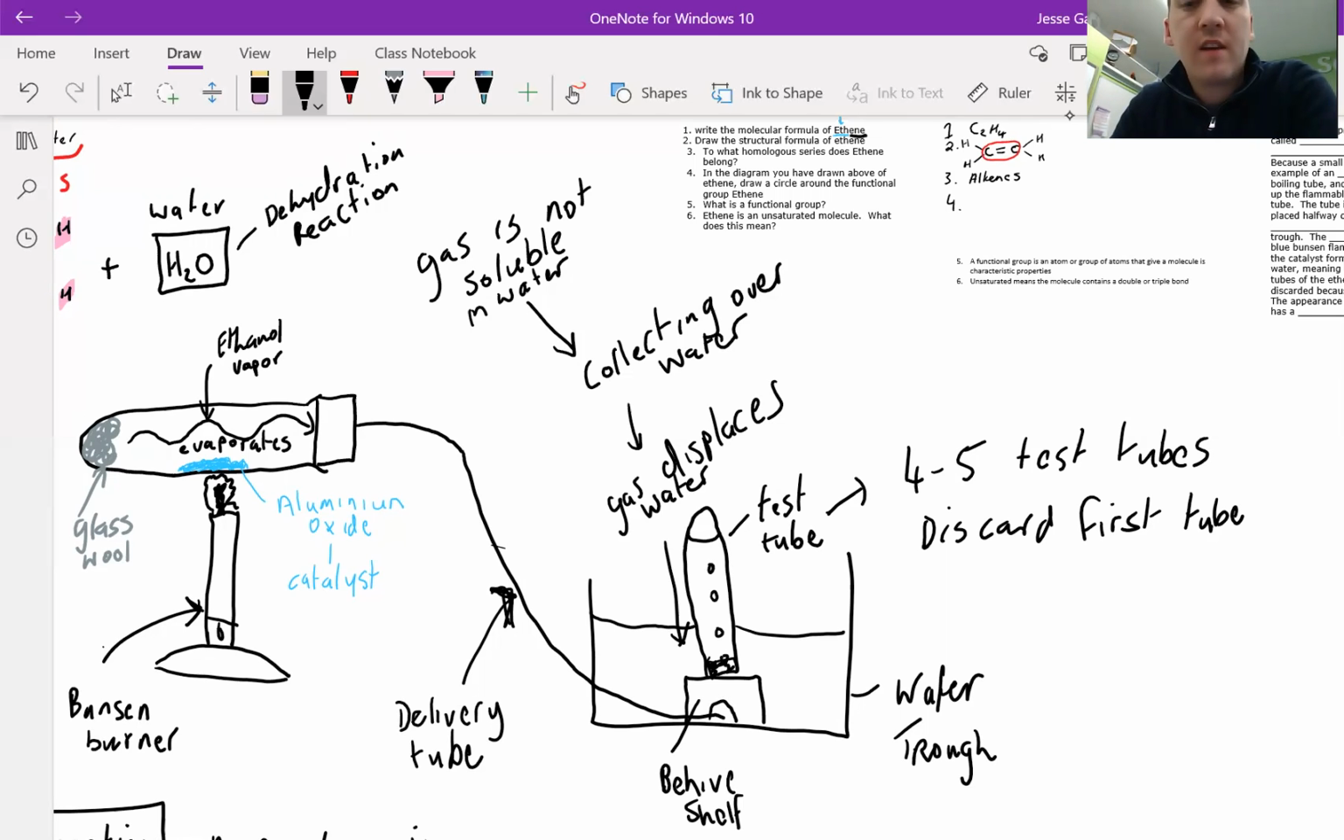What you would notice if you tested the smell of this gas that we're producing over here, the ethene, we would notice the ethene has a sweet smell. It smells quite nice, actually. It smells quite sweet. It's quite a pleasant smell.